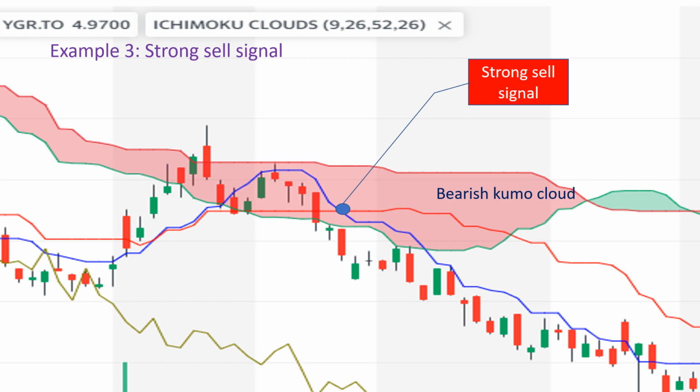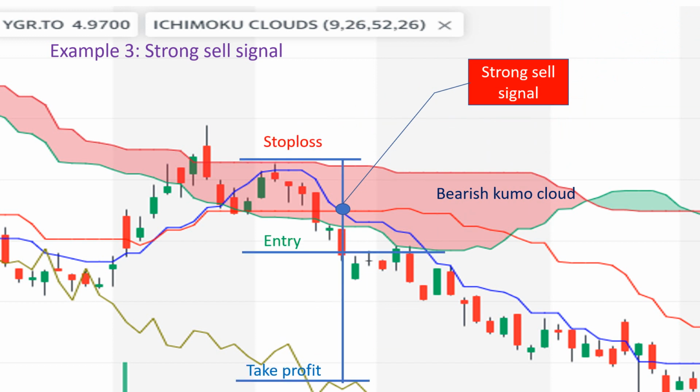You can analyze it this way too, that this is the conversion line, that's the baseline, and the conversion line is below the baseline, and the price is below the Kumo cloud, that's a strong sell signal. Or the conversion line is below the baseline and the price is below the lagging span, so that's a strong sell signal. I show you how I would do my entry. This is how I would do my entry, stop loss, and take profit.